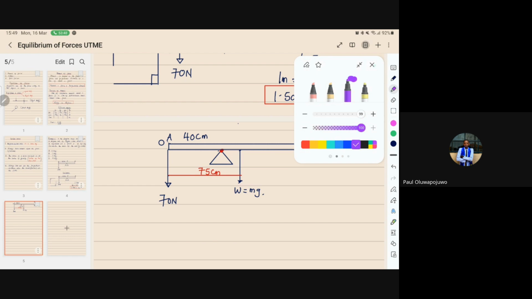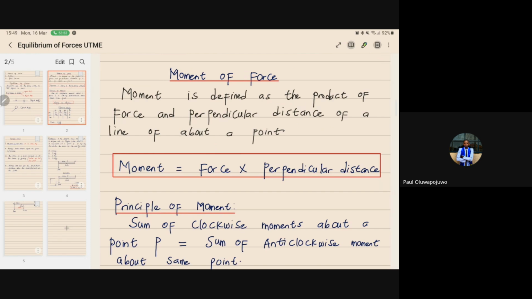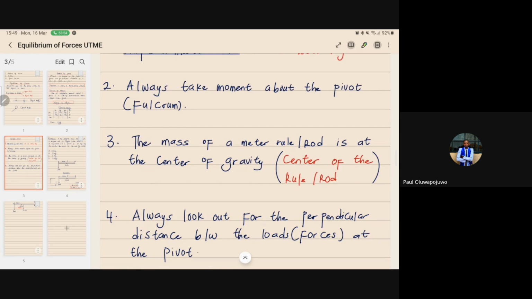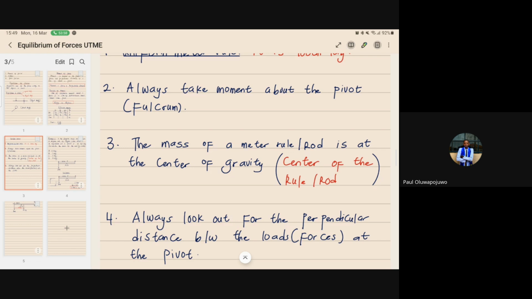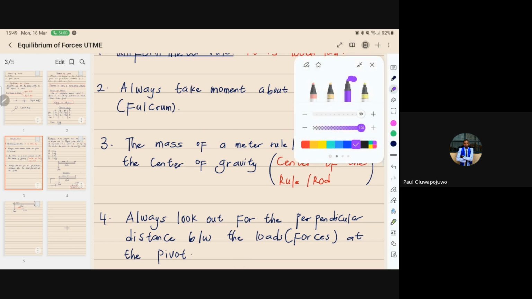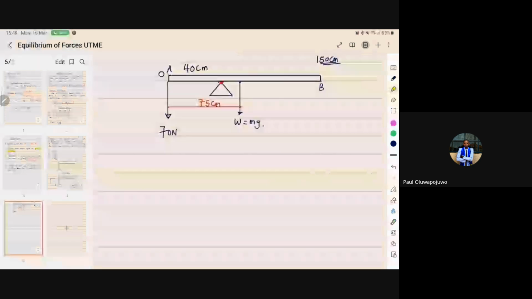And the moment simply means, at every point in time, the golden rule said we should do what? We should take the moment about the fulcrum or the pivot. In anything you are doing, always take the moment about what? The pivot, or you can also call it the fulcrum, right? So it must always be the pivot or the fulcrum. So I'm going to take moments about that point.